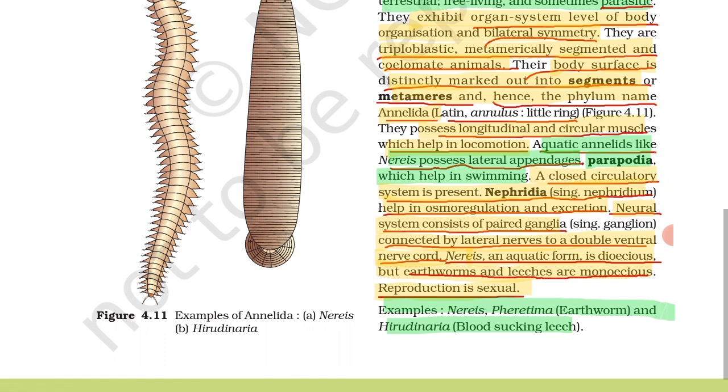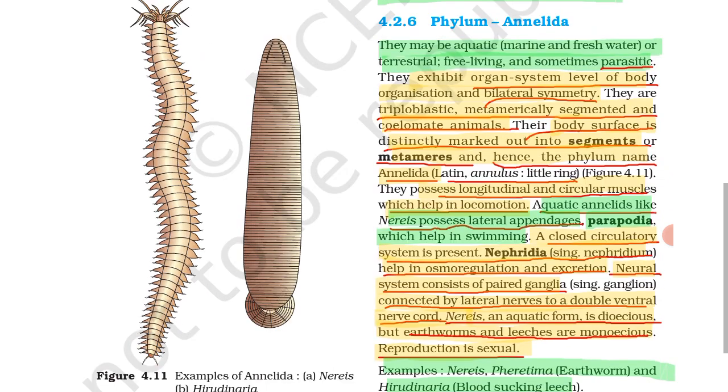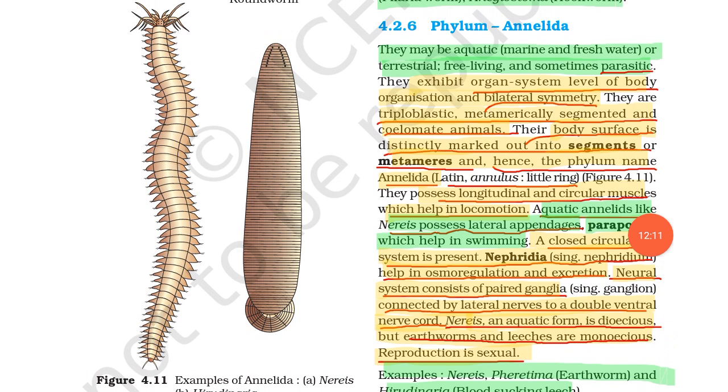Next, in figure 4.11, see the examples and keep in mind the structure of these organisms. They may confuse you, asking you to identify the given diagram. So you must know how Nereis and Hirudinaria look. The A diagram is Nereis, which is an aquatic annelid, and Hirudinaria is the blood-sucking leech. See the metameric segmentation on their body parts. This is the main feature of Annelida.